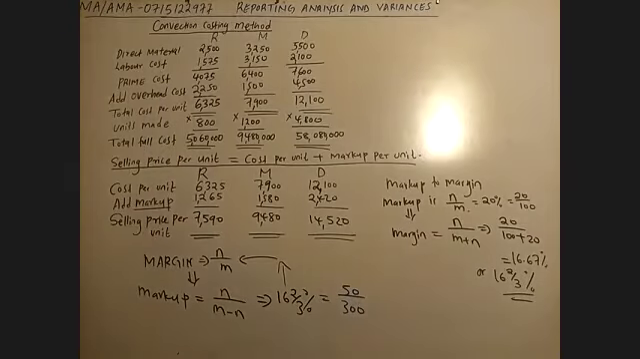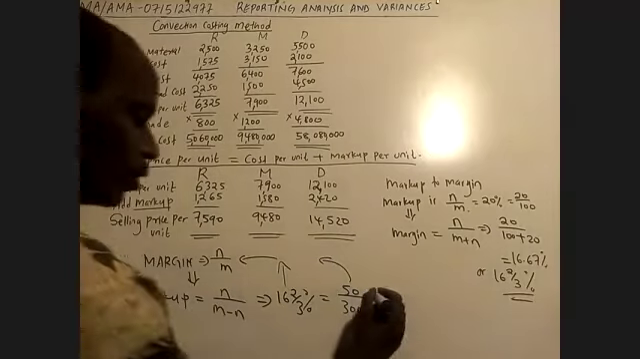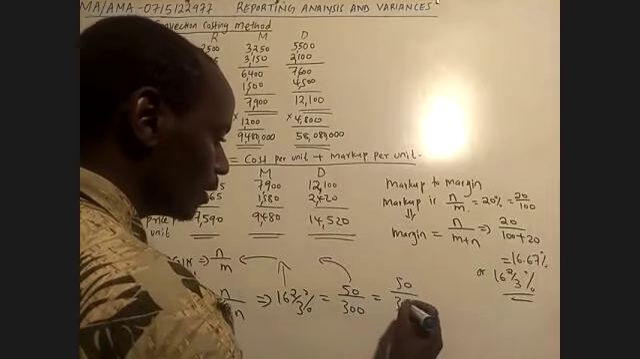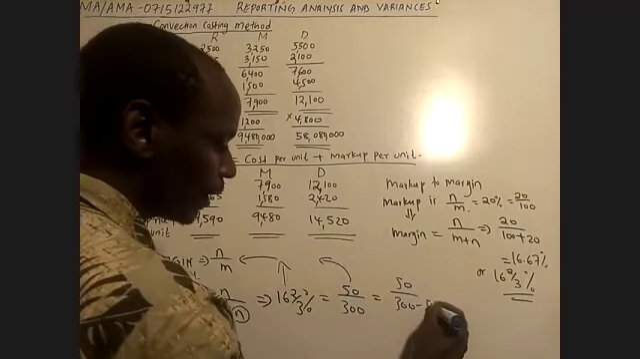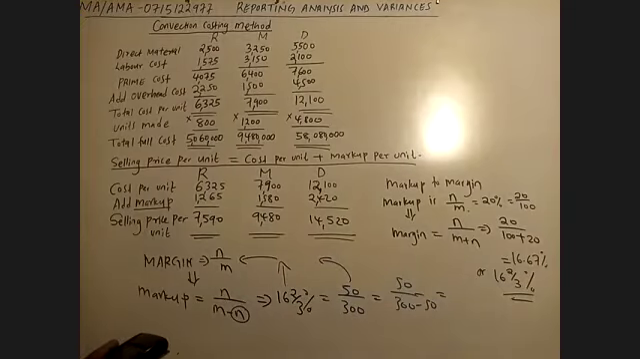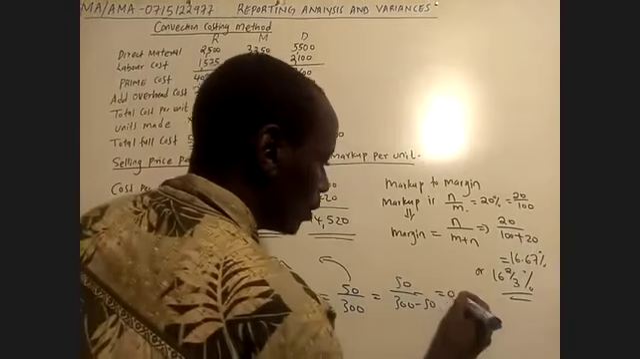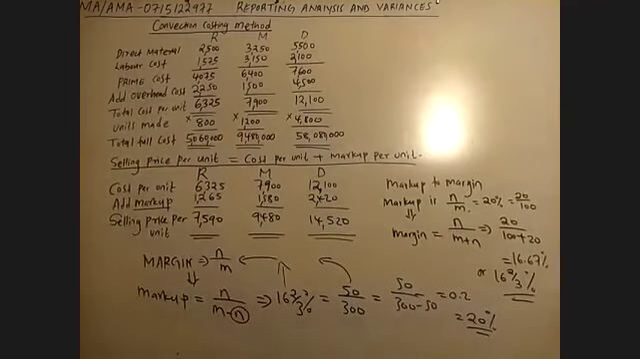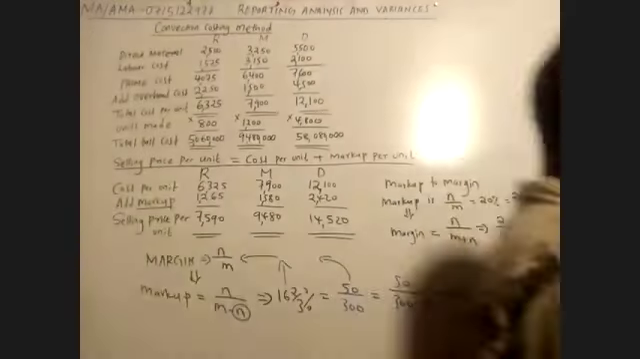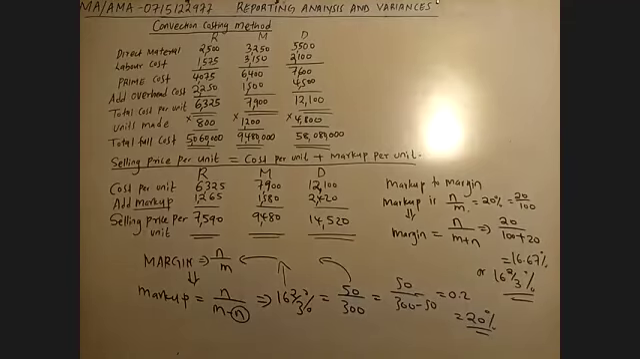Now let us go to our markup. N is 50 over 300, and then remember, we subtract our N, which is 50. What will you get? It will be 50 divided by 300 minus 50. You get 0.2, which is the same as 20%. Are we okay up to that point? Yes, it is okay.